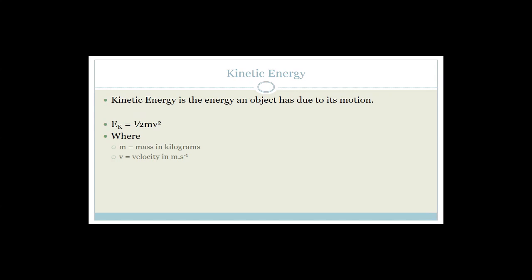Kinetic energy is the energy an object has due to its motion. So this is how much energy it has because of how fast it's moving. So EK, which can also be represented as a big K, is given by half mv squared, where m is the mass, which is in kilograms, and v the velocity in meters per second.